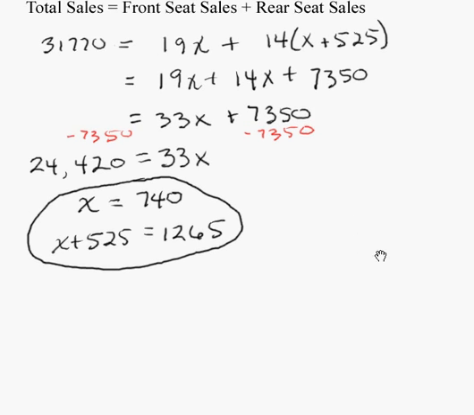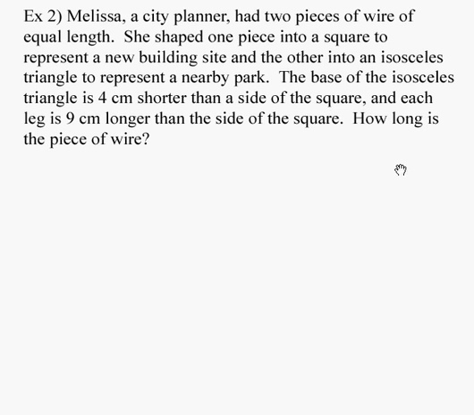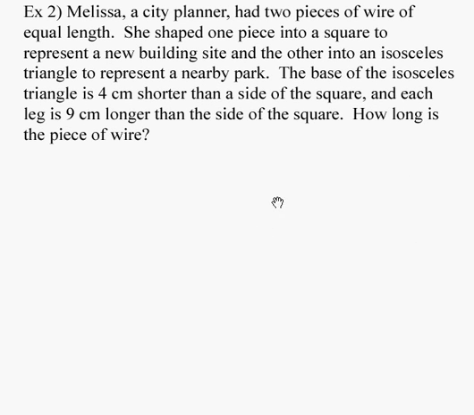By the way, any word problem where you're selling stuff, you can use that chart and set it up the same way. This one's a little bit more geometric. Melissa, a city planner, has two pieces of wire of equal length. She shaped one piece into a square to represent a new building site, and the other into an isosceles triangle to represent a nearby park. The base of the isosceles triangle is 4 centimeters shorter than the side of the square, and each leg is 9 centimeters longer than the side of the square. How long is the piece of wire?